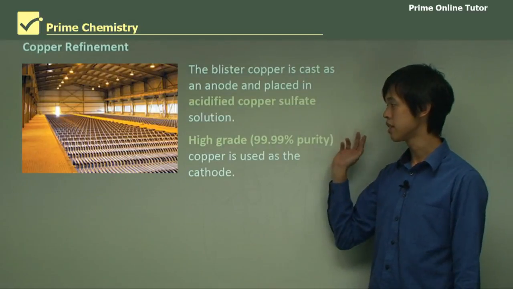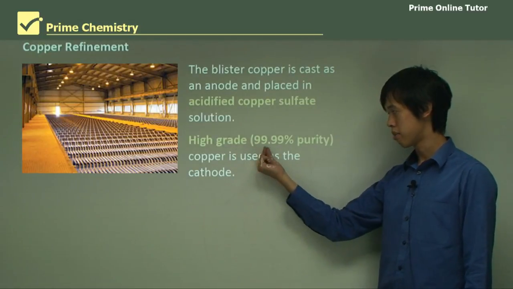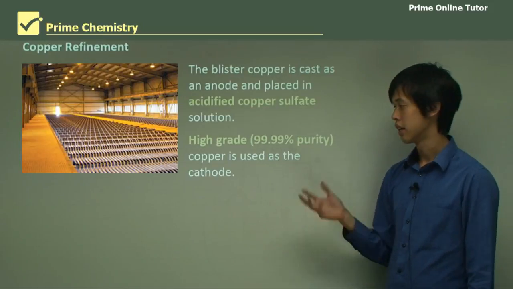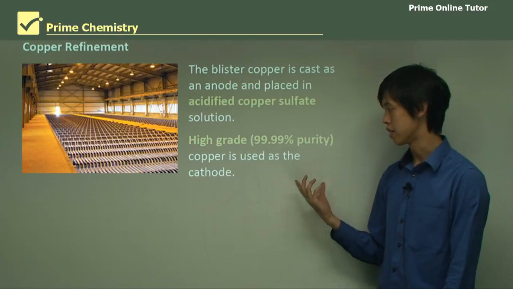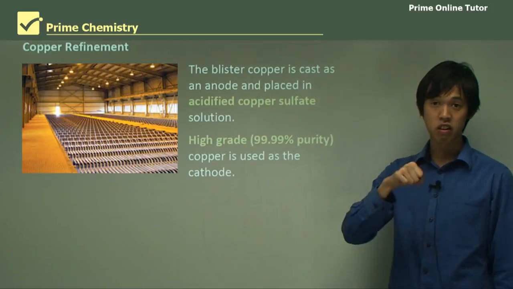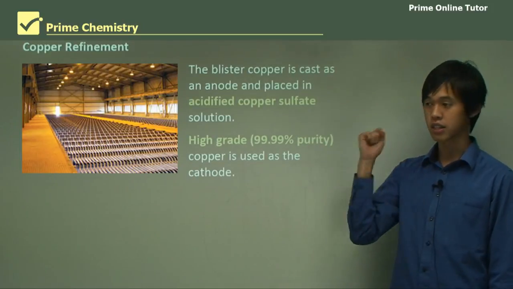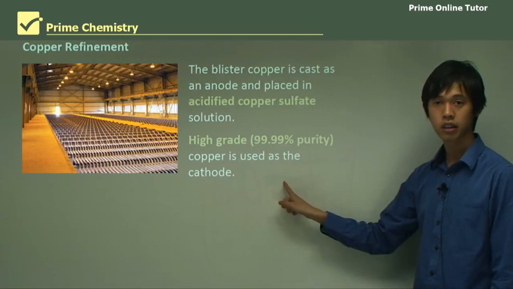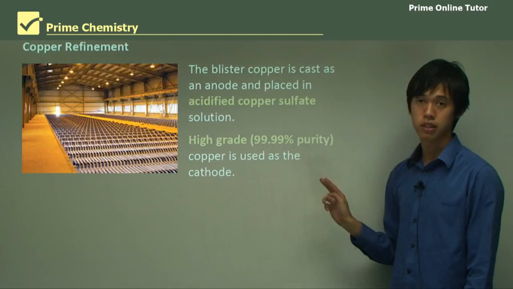So out of this process, high grade, 99.99% purity, copper can be used as the cathode. So we have to get very, very pure copper at the other side. So you know how we had the copper on this side. It needs to be almost 100% pure.